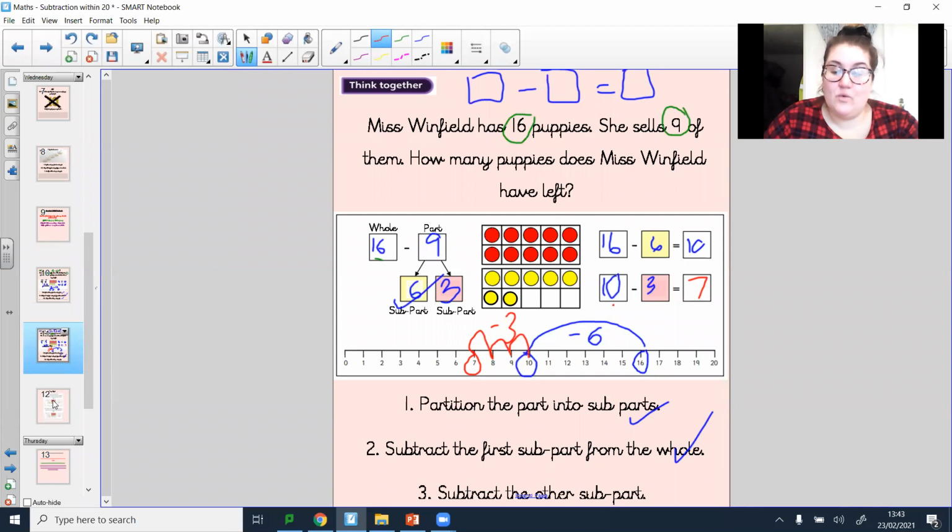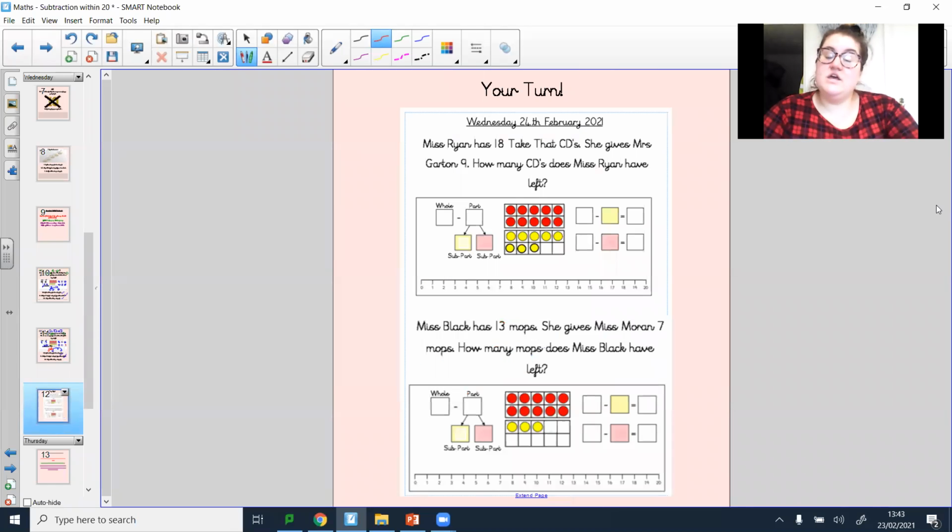Okay, then let's have a look at what your job is today. So you are going to have a go at something exactly the same as what we've just been doing together. Now, don't worry if you've not got a printer and you can't print these off, because you can simply ask your grown-up to read the question to you, or you can read it yourself, and then you can just write these in your books.